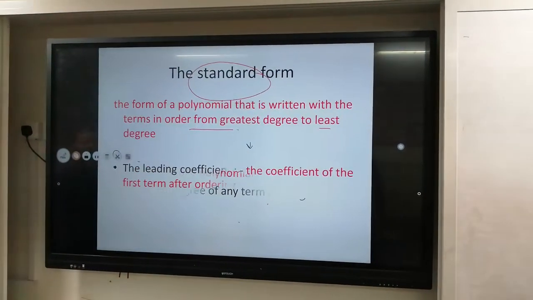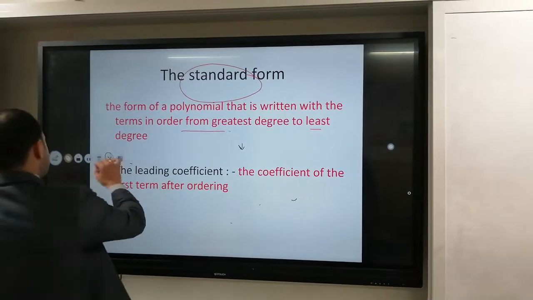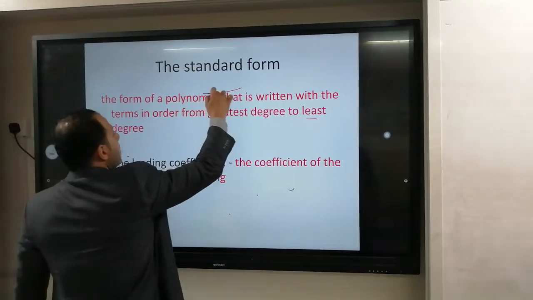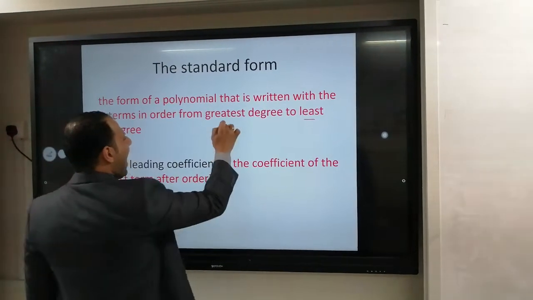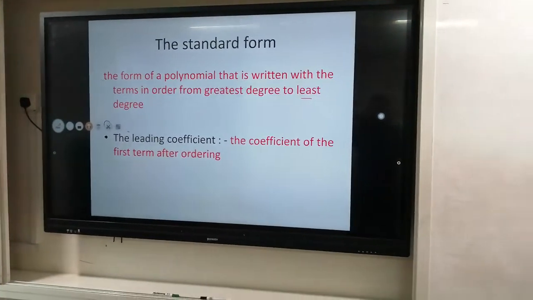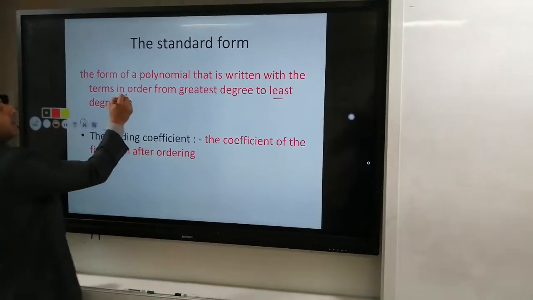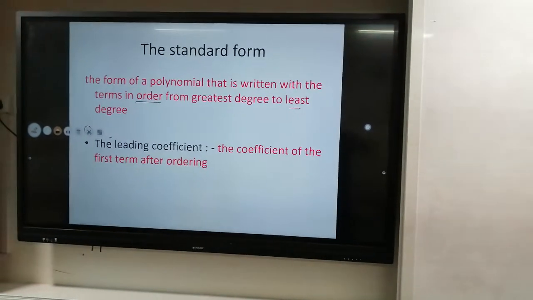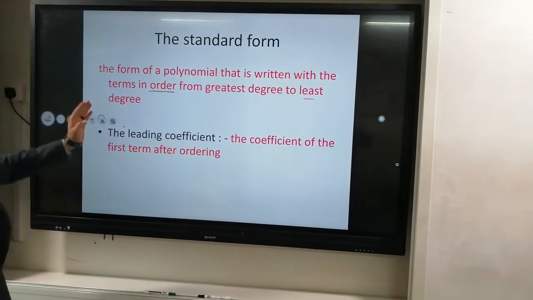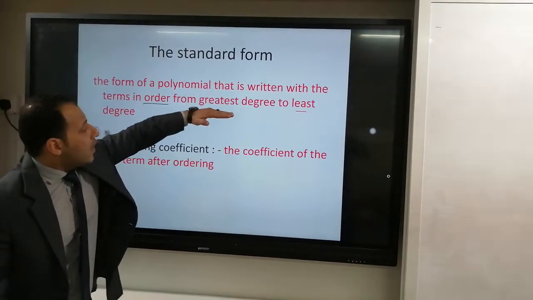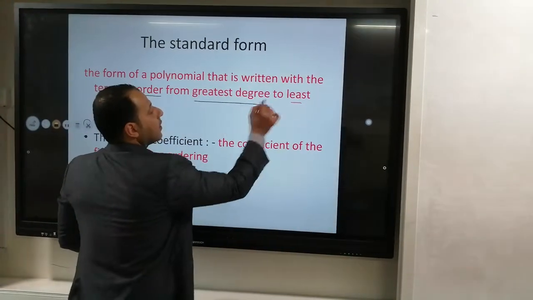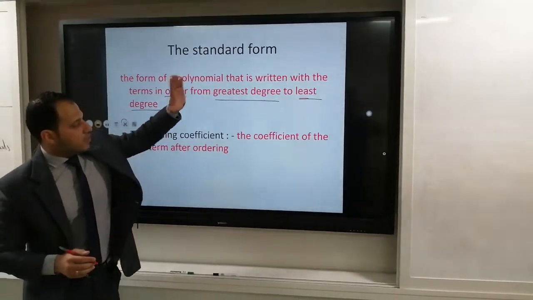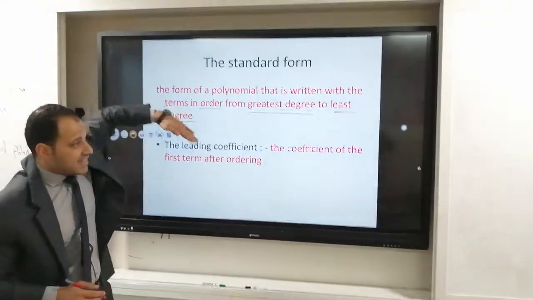Okay, let's start the standard form. What is the standard form? The standard form of any polynomial is an arrangement. It is to order. The standard form of the polynomial is written with the terms in order, from the greatest to the least. So we must order the terms from the greatest to the least. It means by descending order.